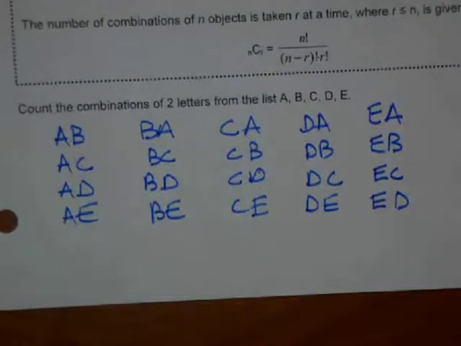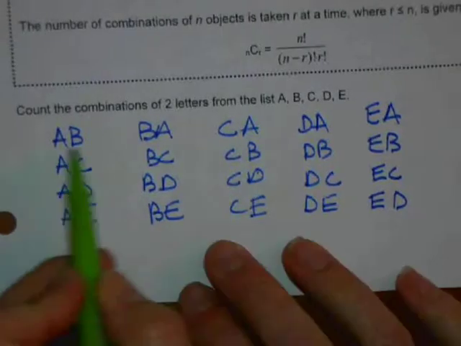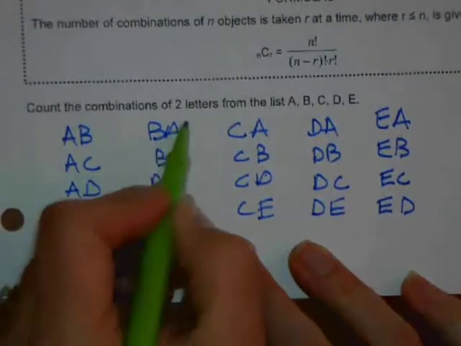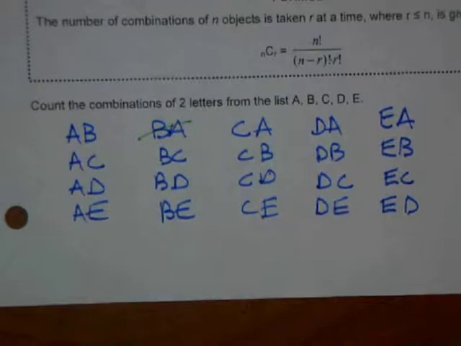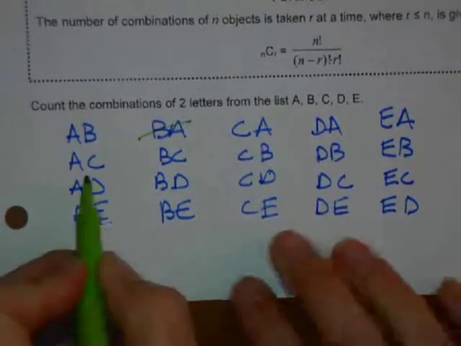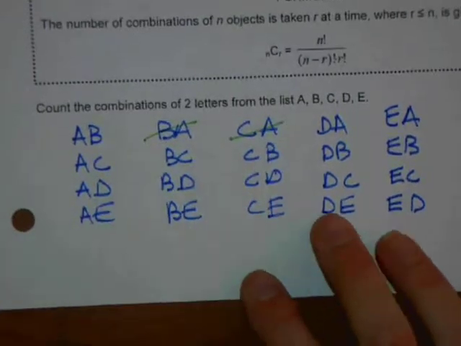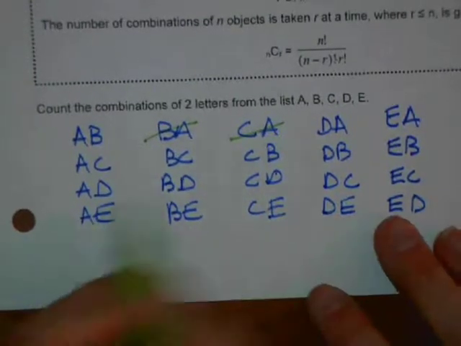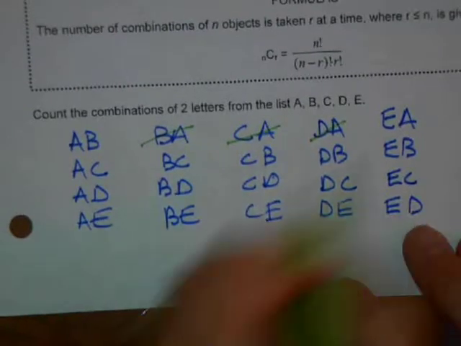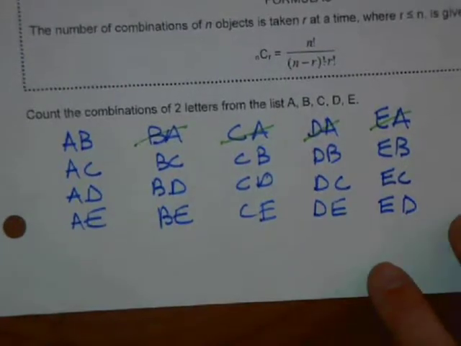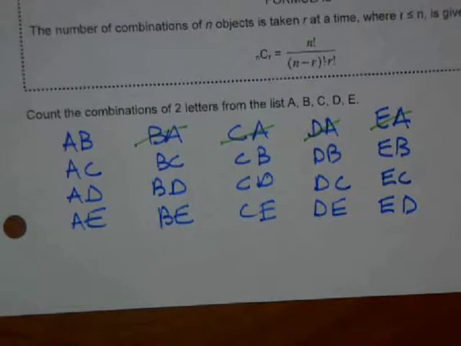Now, combinations means that order doesn't matter, so we have to knock off the duplicates. AB is here, it's also here. I don't need to count that one. We're not counting duplicates, we're not counting order. AC is here, it's also here. I've got to knock that one off. AD, AE, we've got to knock those off. Because we're not counting order, it doesn't matter. We only want to know how many combinations we can get.